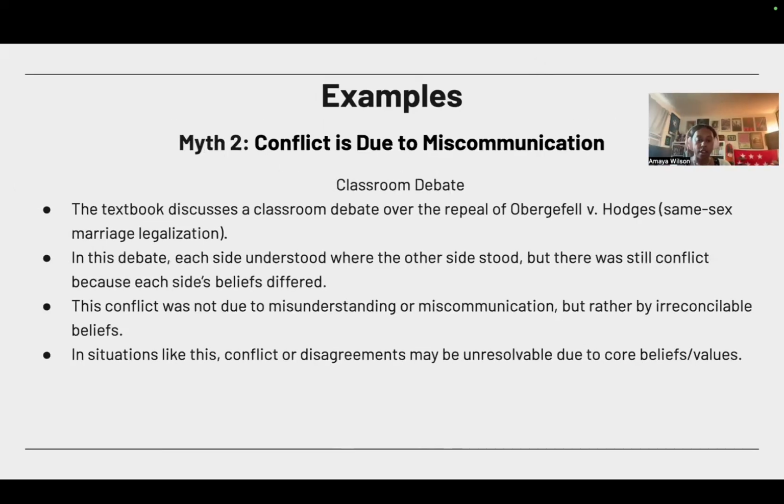So the second myth, an example of the second myth would be conflict is due to miscommunication. And this was the classroom debate that was discussed in the textbook. This was discussing Obergefell versus Hodges, which is the same-sex marriage legalization. In this debate, each side understood where the other side stood, but there was conflict because each side's beliefs differed. This conflict was not due to misunderstanding or miscommunication, but rather by irreconcilable beliefs. In situations like this, conflicts or disagreements may be unresolvable due to core beliefs and values.